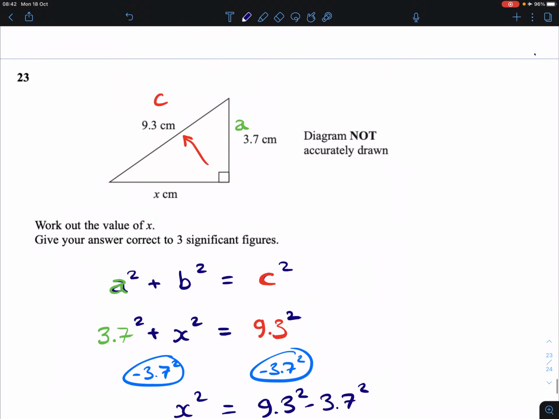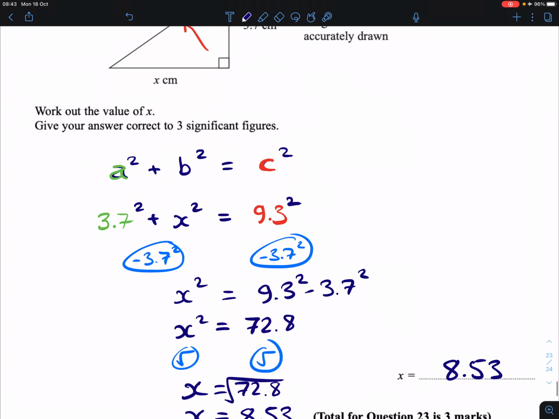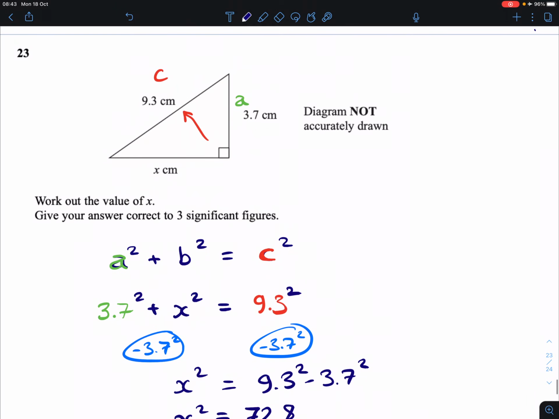Always double check the picture just to make sure that makes sense. If you make a mistake by adding these together instead of taking away or whatever, then our answer won't make sense. So if you ended up with something bigger than 9.3, you know by definition of this being the hypotenuse, the longest side, that you must have done something wrong. This being less than 9.3 makes sense. 8.53, yeah, that's good to me. We're done.